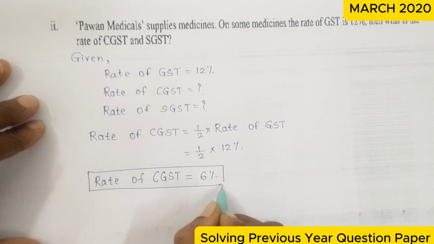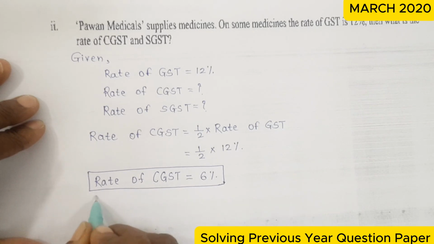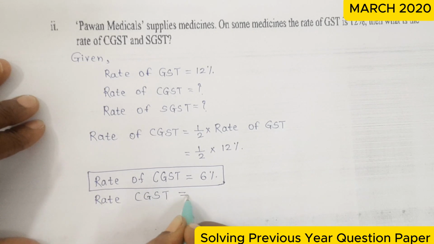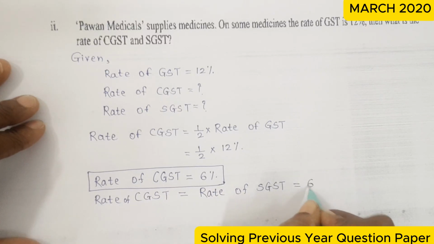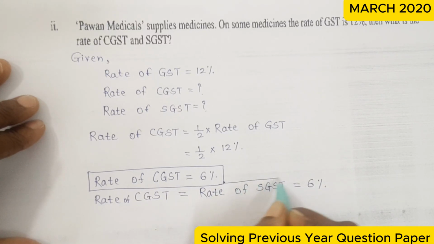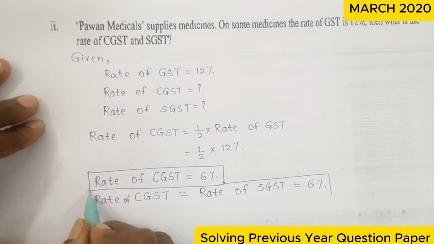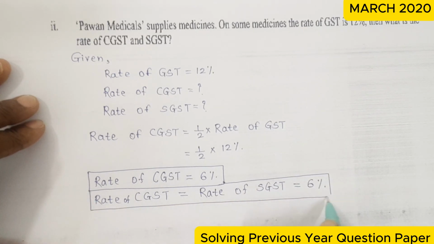And here students, we know that rate of CGST is equal to rate of SGST, and that is equal to 6%, because rate of CGST is equal to 6%. So rate of SGST is also equal to 6%.